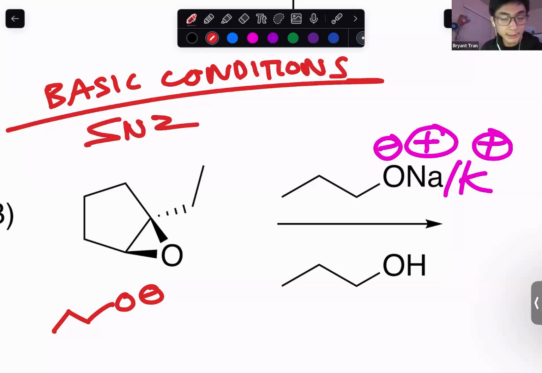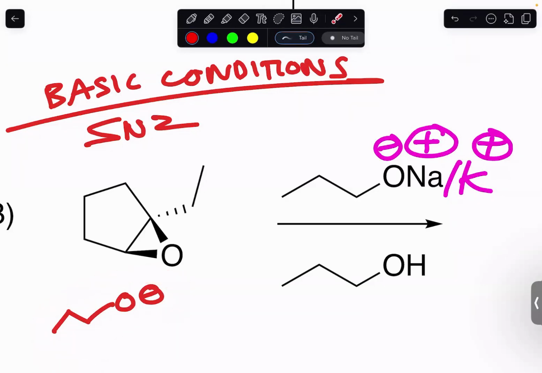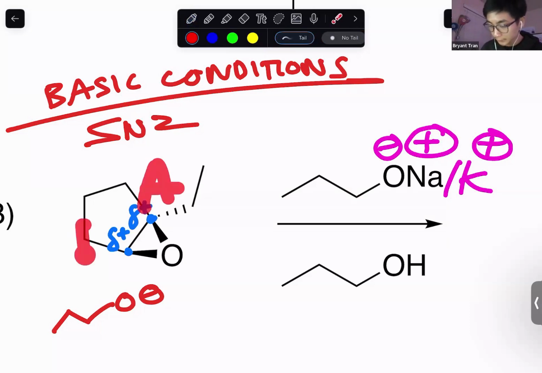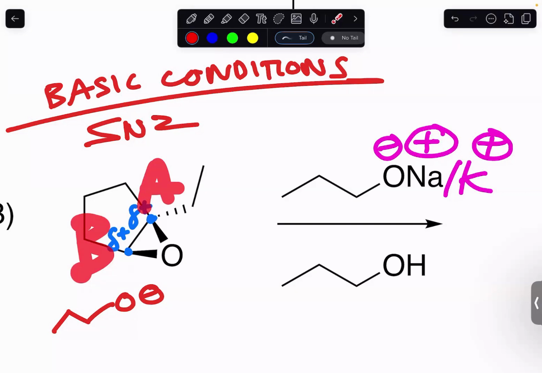The regiochemistry is SN2 and the stereochemistry is SN2. In SN2 reactions, we prefer to attack the side that has the least steric hindrance, the side that has the most space available for this RO minus to attack. We have two partial positive carbons here, this one and this one. One is more substituted, one is less substituted. Which one would you say the RO minus would attack, A or B? If this is strictly SN2, it's B, right?